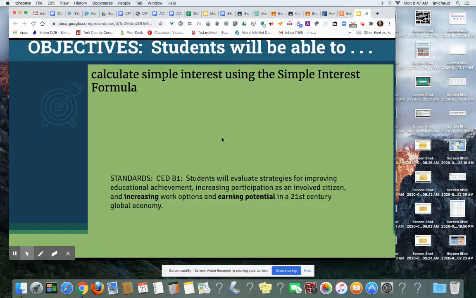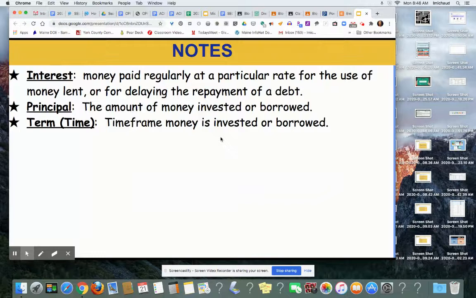So the objective of this assignment is that students will be able to calculate simple interest using the simple interest formula. So some background terminology that you need to know.